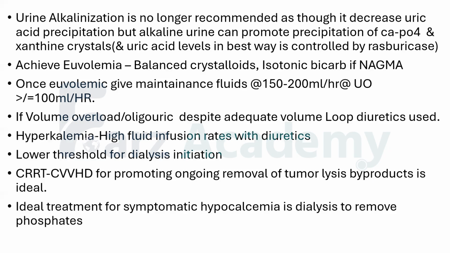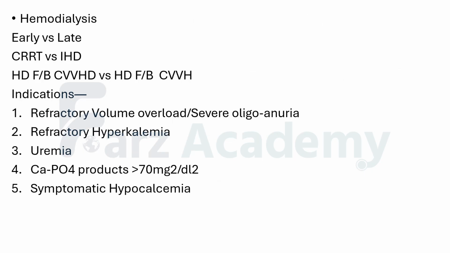Ideal treatment for symptomatic hypocalcemia is dialysis to remove the phosphate rather than treating it with calcium gluconate. I've already mentioned early versus late. Till now, for intermittent hemodialysis, we are saying late is better because it reduces the chances of the patient going into dialysis dependence, as well as the complications related to lines and so on. But there are certain situations where early is preferred, like in cases of tumor lysis syndrome and rhabdomyolysis, early the better. And again, CRRT is better because it's an ongoing process, so it removes things in a continuous manner.